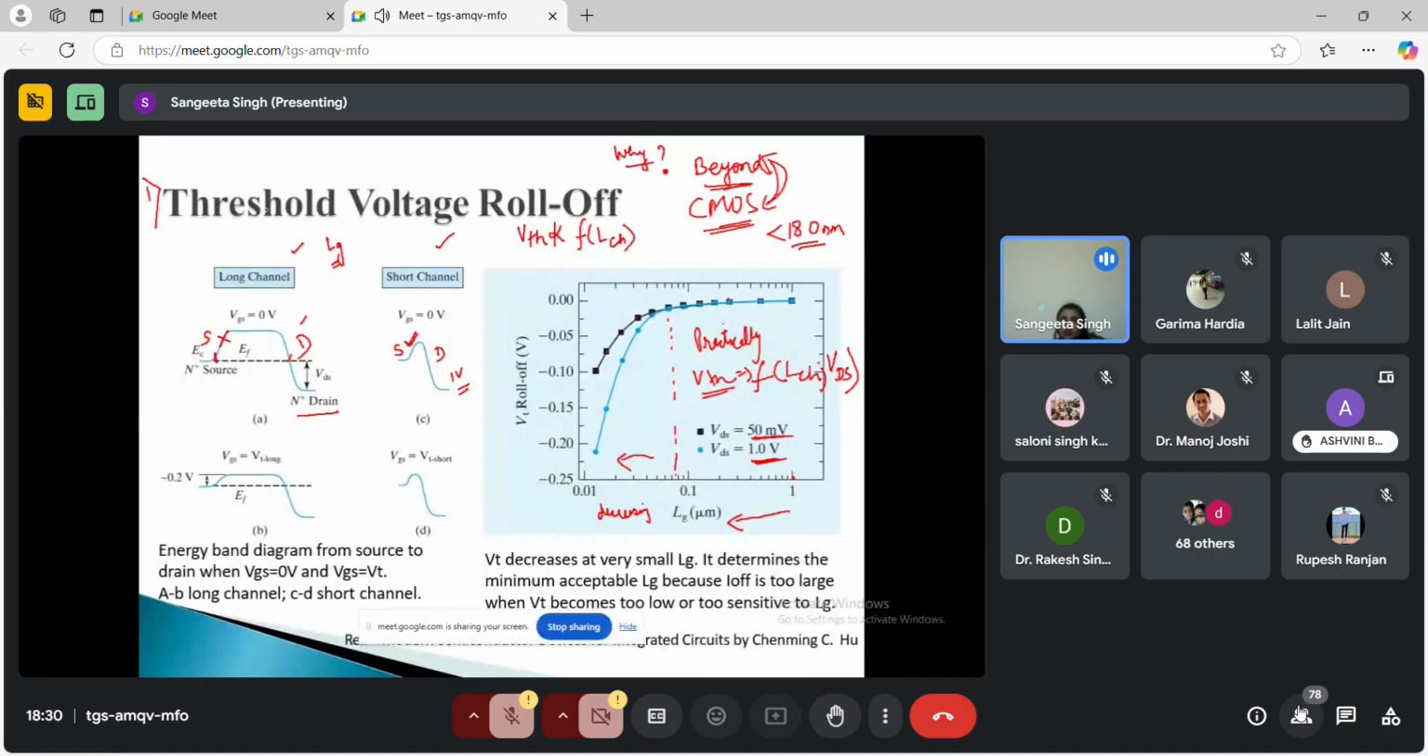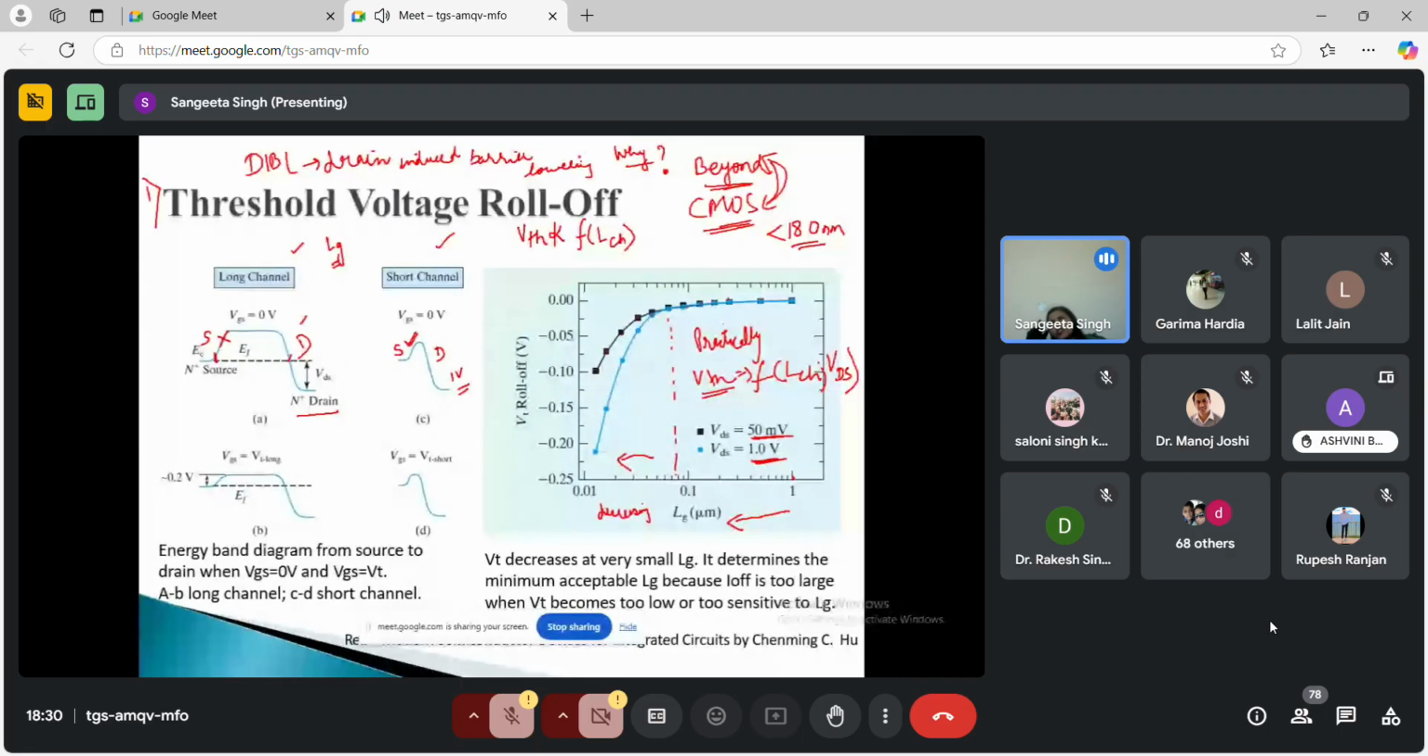So it is not only threshold voltage roll off, this can also be termed as DIBL, drain induced barrier lowering. So this is the very first reason why people started thinking of going beyond CMOS.